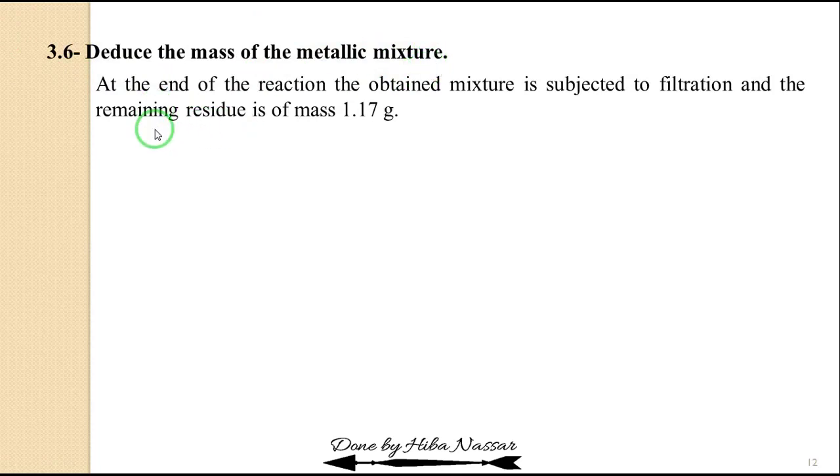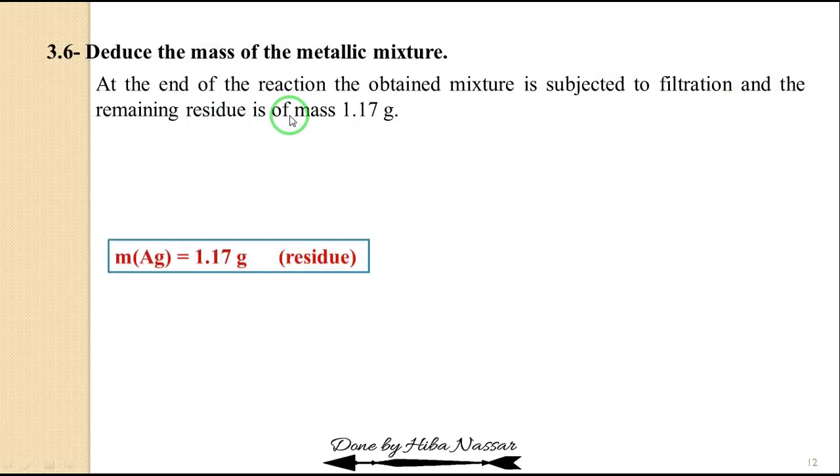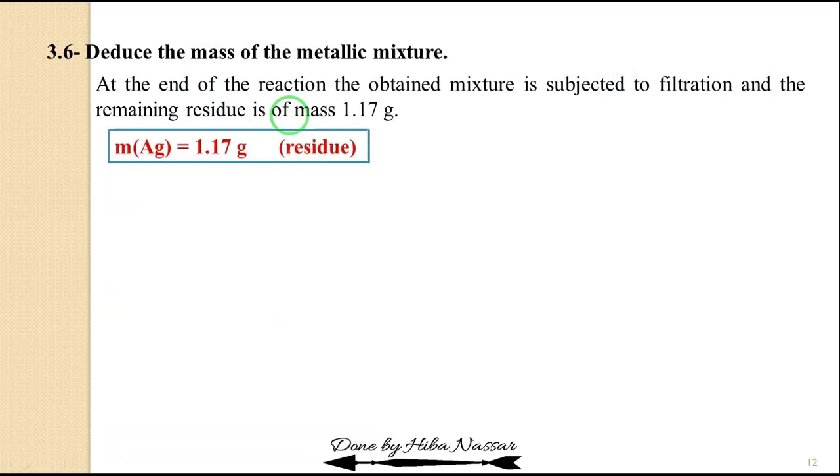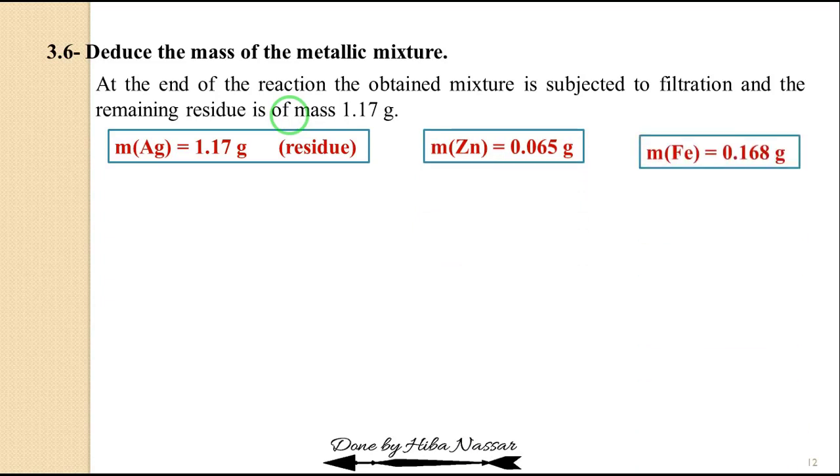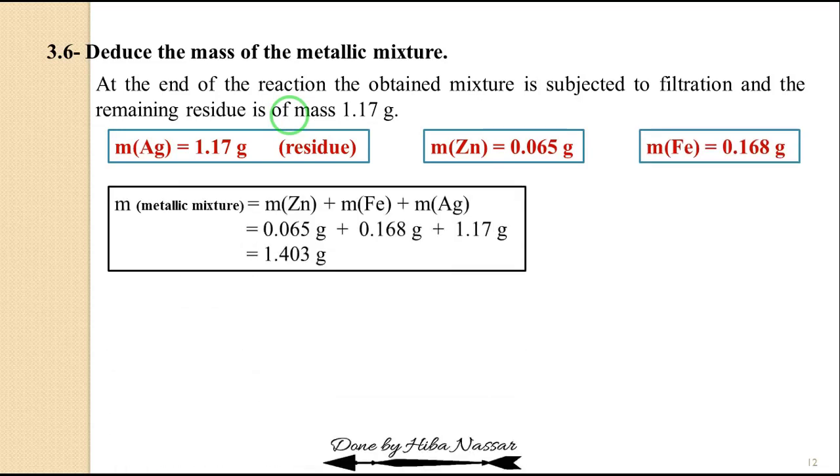Now 3.6, deduce the mass of the metallic mixture. According to the given information, at the end of the reaction, the obtained mixture is subjected to filtration and the remaining residue is of mass 1.17 gram. So this mass represents the residue, which is the mass of silver. You have the mass of zinc, which we calculated, equal to 0.065 gram, and the mass of iron, equal to 0.168 gram. So the total mass of the metallic mixture is the total mass of zinc, iron and silver. By adding these three values, you get the total mass of the metallic mixture, equal to 1.403 gram.